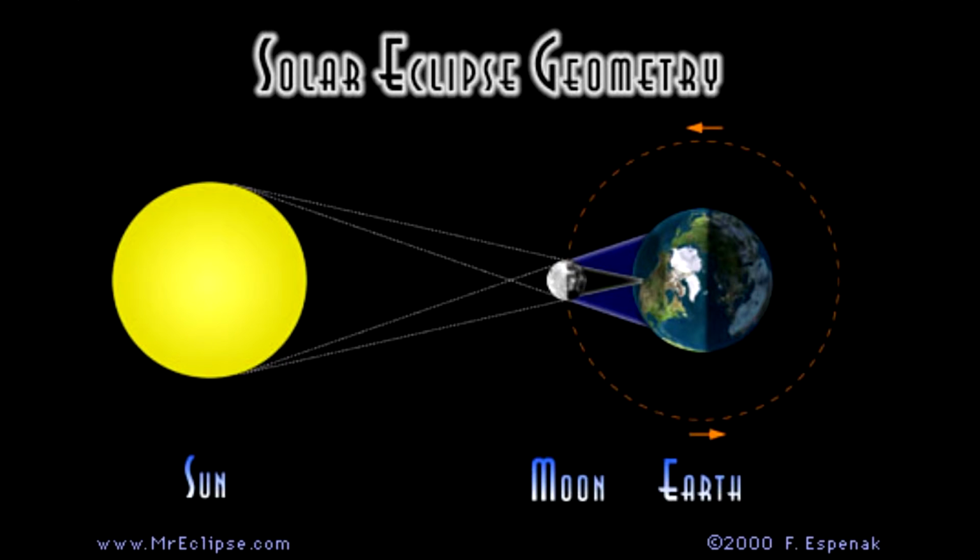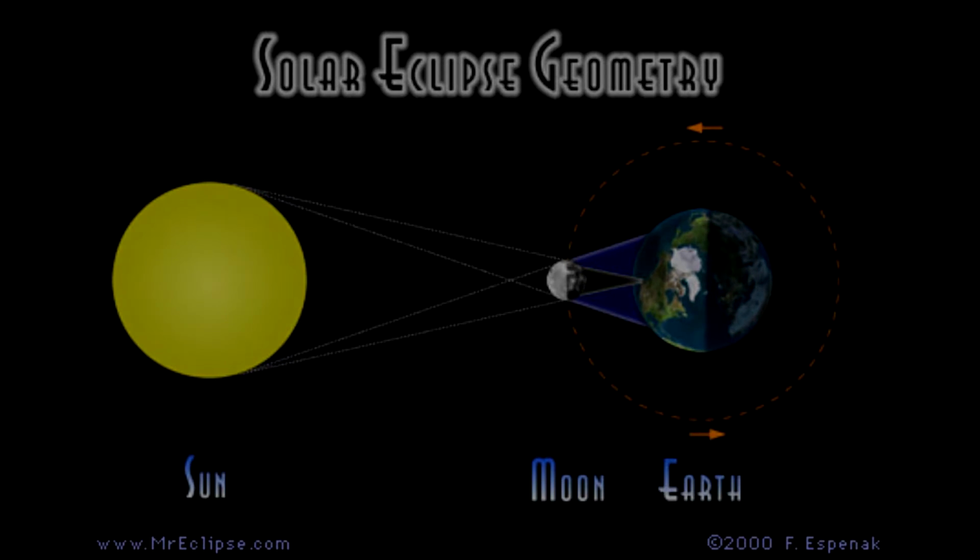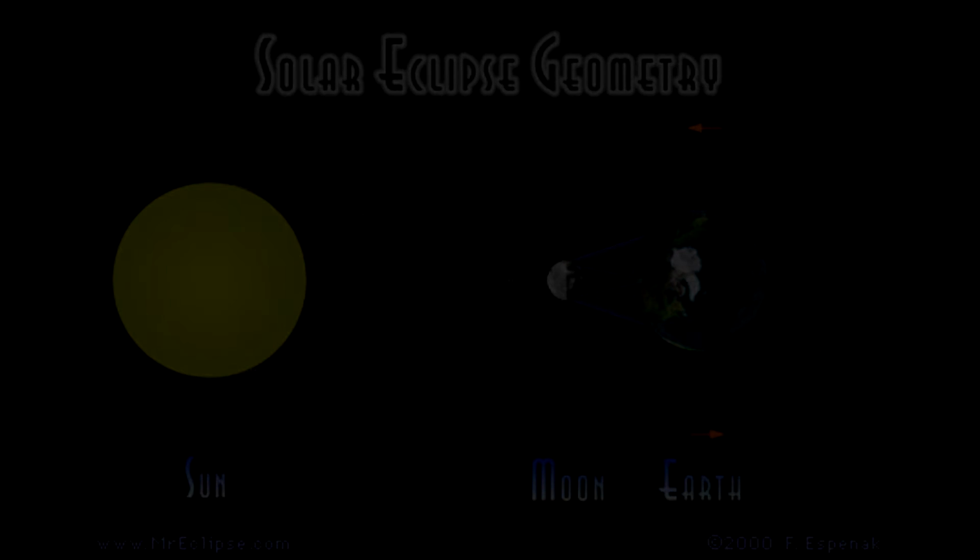There are three kinds of solar eclipses: total, partial, and annular. There is also a rare hybrid of eclipse. Total solar eclipse. A total solar eclipse occurs when the moon completely covers the sun, as seen from Earth.